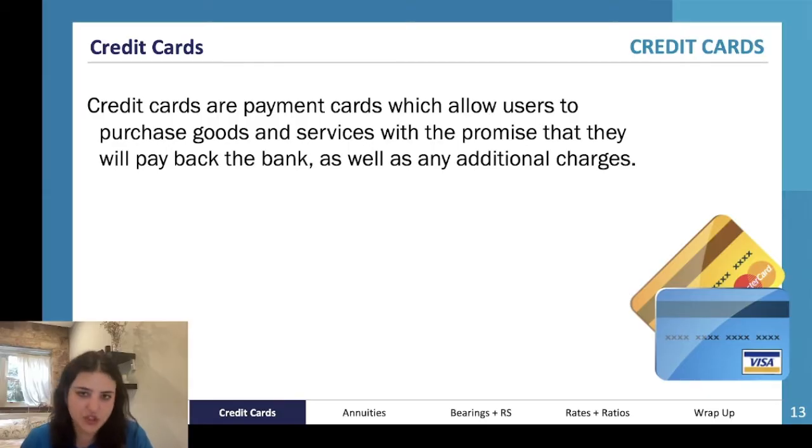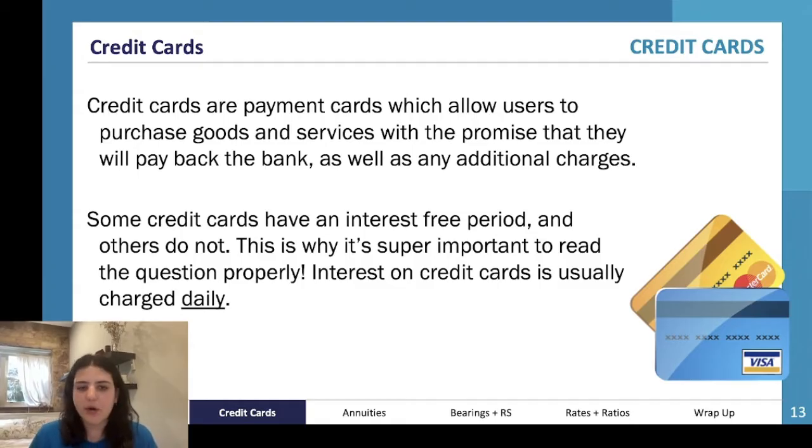It's usually a little bit of interest, maybe certain surcharges on certain days. So you have to pay the bank back, and if you don't, you are in a lot of trouble. It's not free money. You're paying all the money back plus a little bit. It's just that if you don't have the money on the 5th of March, you can buy a toaster, but you have to have the money by the 30th or 31st of March so you can pay that money back. Some credit cards also have an interest-free period, others do not.